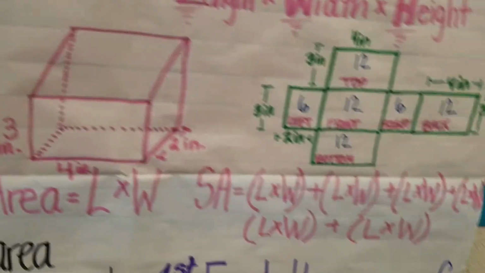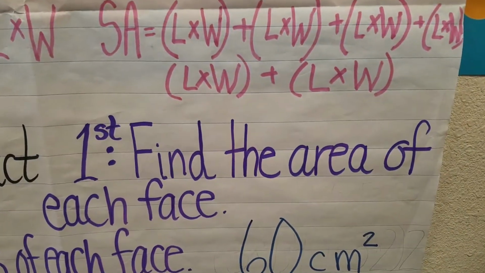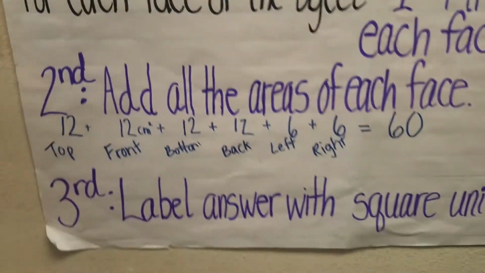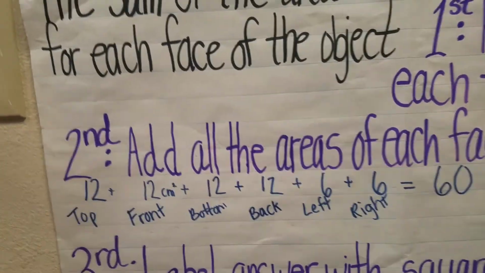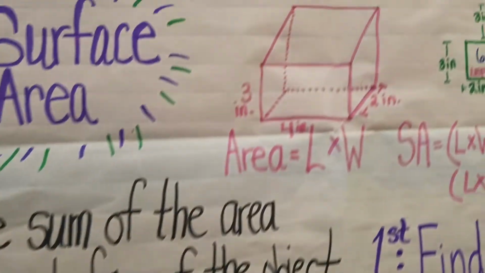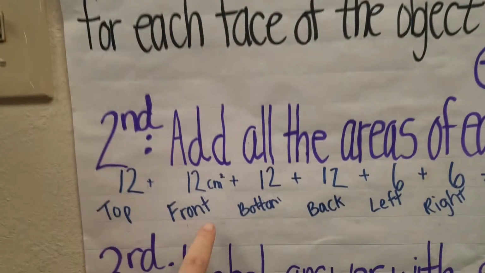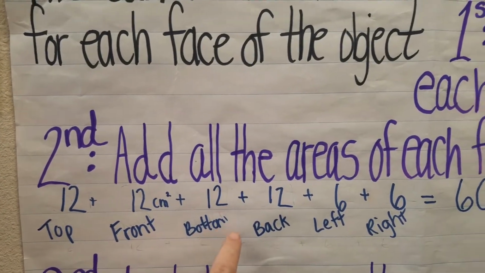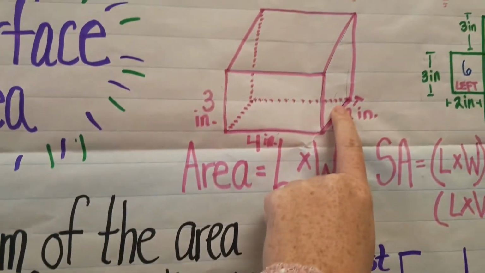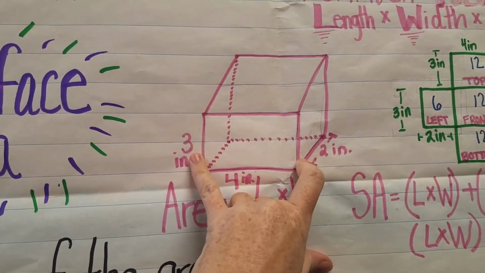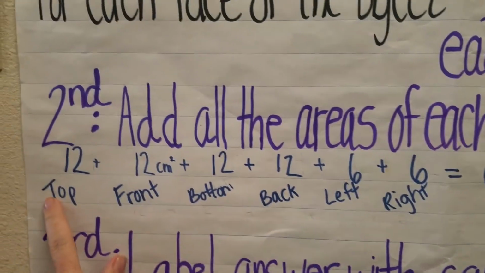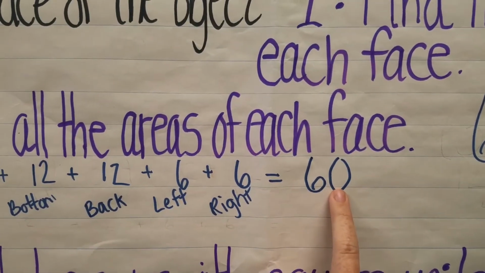So the first thing you do is you find the area of each face. Then the second thing you do is you add all the areas of each face. So the top, the area was 12 because we did 4 times 3. The front is 12. The bottom is 12. The back is 12. And then our left side and our right side is 2 by 3, which equals 6. When we add them all together, we get 60.